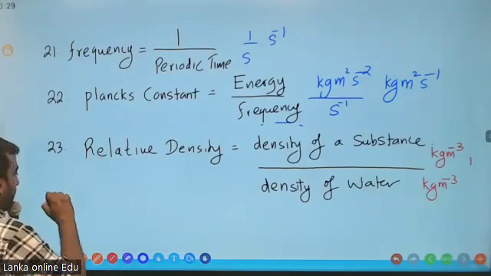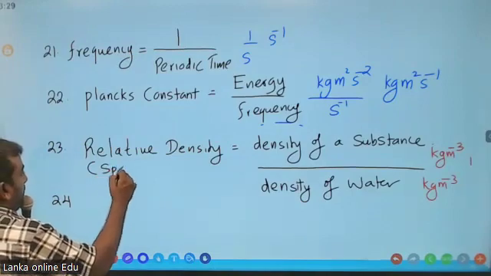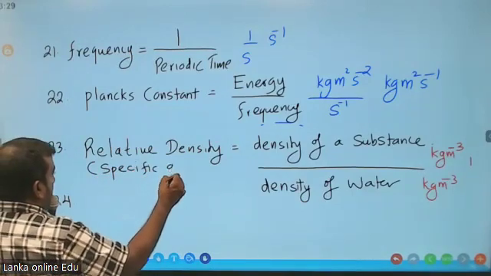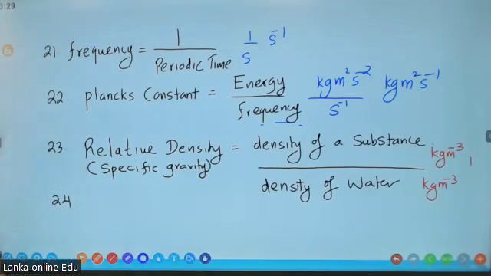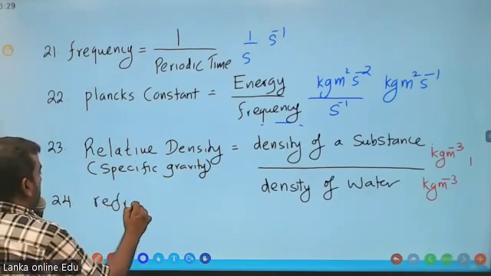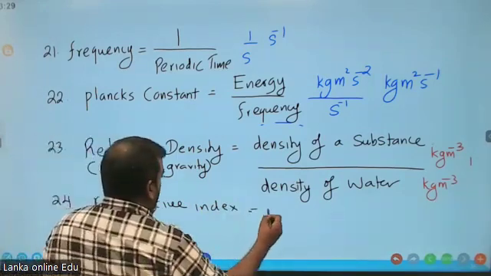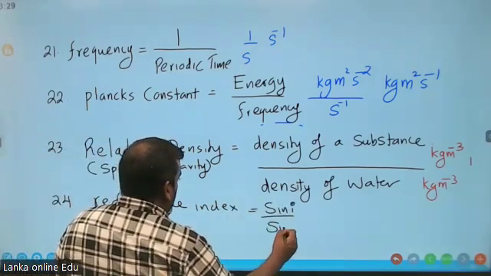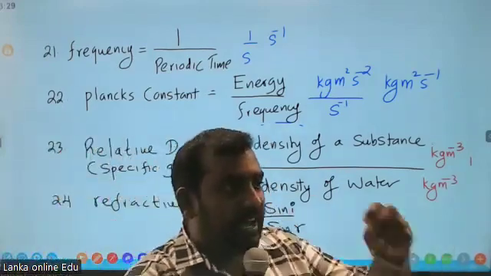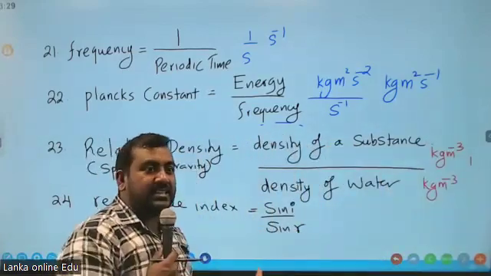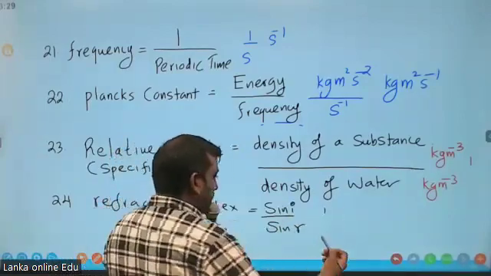Look at this. Refractive index. You call this specific gravity also. So if you see the word specific gravity, don't panic. Specific gravity is also relative density. Refractive index, O-level science: sin i divided by sin r. Sin i is a value. Values are unitless. Sin r is a value, unitless. So unitless divided by unitless will give you unitless, no unit. 1.